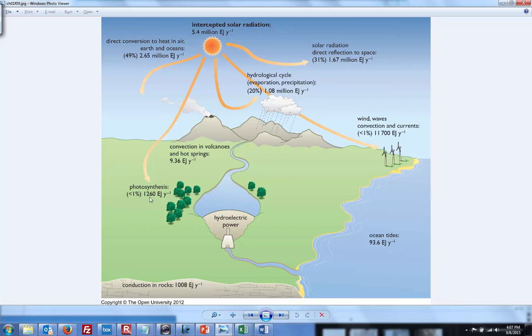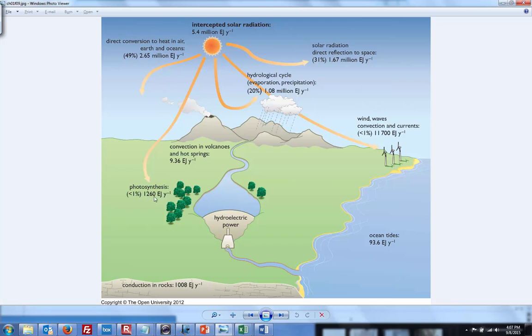I'm always astonished. Well, I am pretty astonished to see how inefficient photosynthesis is. I mean, you're like, oh, solar panels, they're only 10, 15, 20%. Well, gosh, poor photosynthesis, man, it's less than 1%.